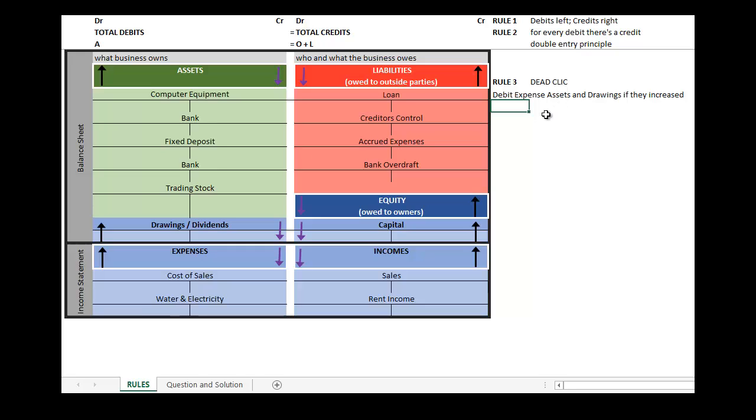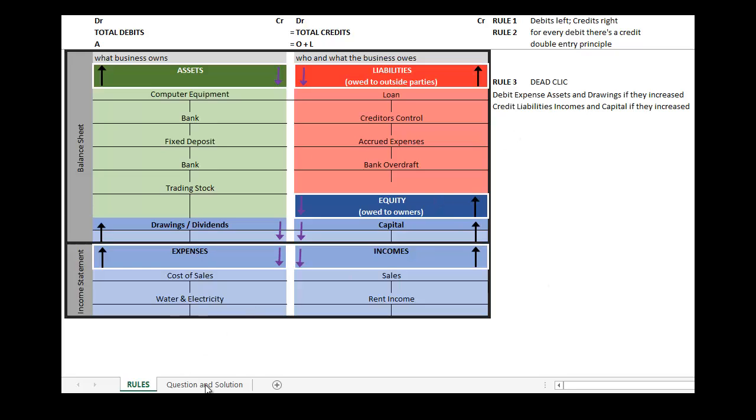The second part of this acronym tells us CLIC: credit, liabilities, incomes, and capital if they increase. So here's my liabilities, my equity, my capital, and my incomes, and they're going to increase on the credit side. You may be thinking, where on earth did they get this rule from? The guys who invented accounting determined this rule so that your accounting equation, assets, will always equal your owner's equity plus your liabilities. If these rules are not followed, then your accounting transactions will not balance.